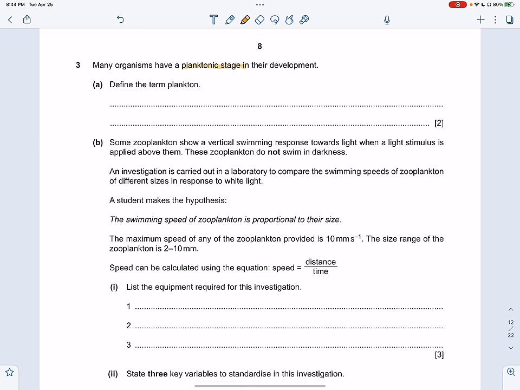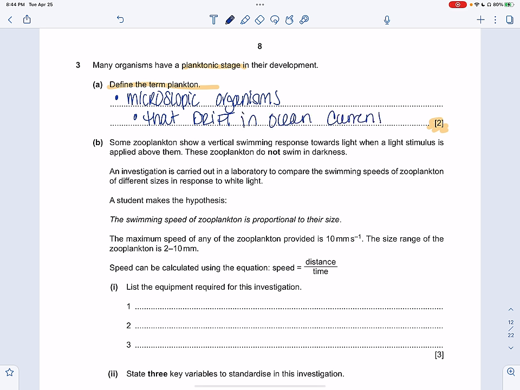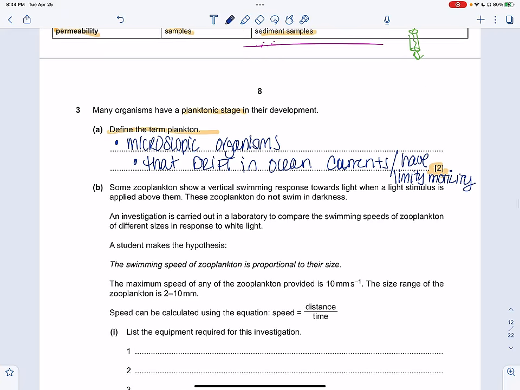Many organisms have a planktonic stage. Define the term plankton. This is straight from your syllabus. And the definition is microscopic organisms that drift in ocean currents or that have limited motility. Motility is like muscle contraction. So planktonic things are floaters, so they have to be above your thermocline. Here's your thermocline. They need to stay above here.